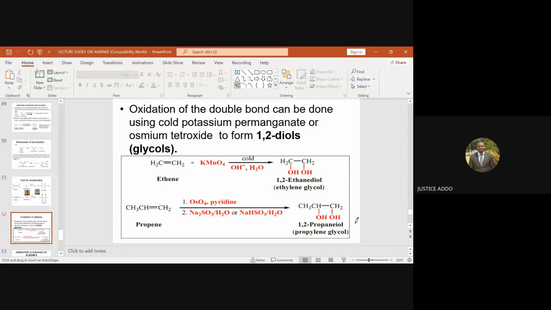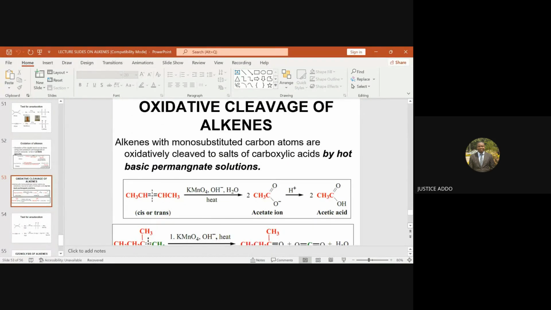But when it comes to the vigorous oxidation, oxidative cleavage, that one, you don't form a diol, you cleave the double bond and you form 2 fragments. That is this one, oxidative cleavage. So alkenes with monosubstituted carbon atoms are oxidatively cleaved to carboxylic acids by hot basic permanganate solutions. So here you can see that this particular oxidation is not mild, it's not cold because of the presence of what? Heat. So the reaction condition here in alkaline solution means that the double bond has to break.